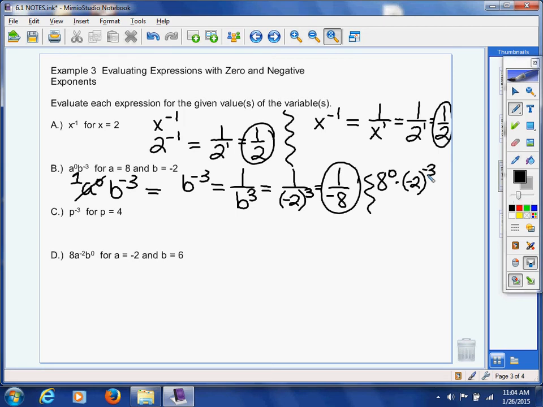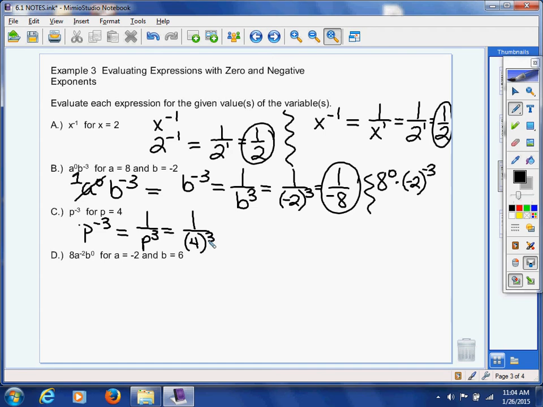You decide how you want to handle it. Okay? C is very simple. You just have p to the negative 3. You can go ahead and move that to the denominator, making it 1 over p to the positive 3, and then go ahead and plug in your positive 4.